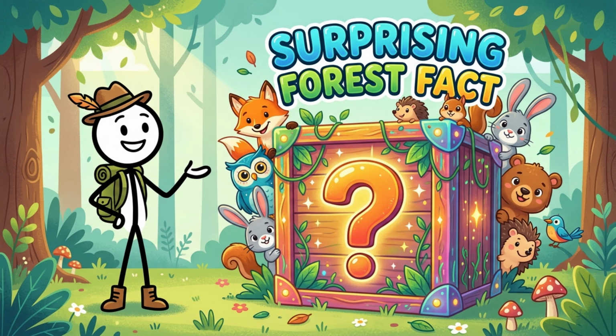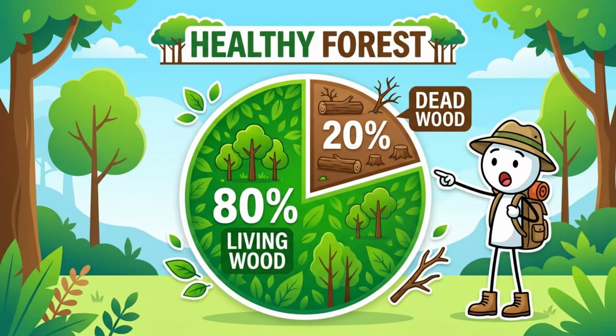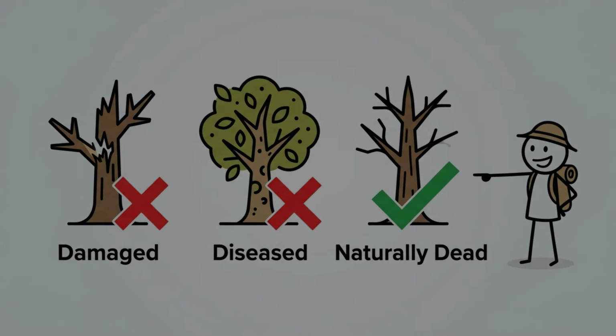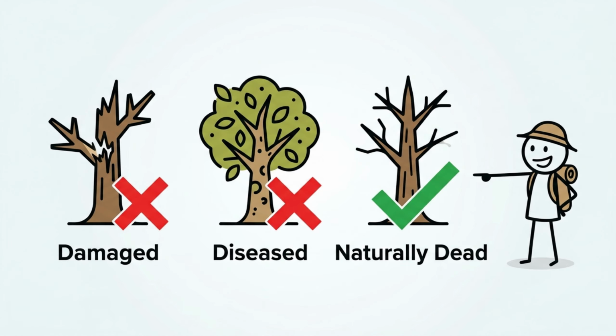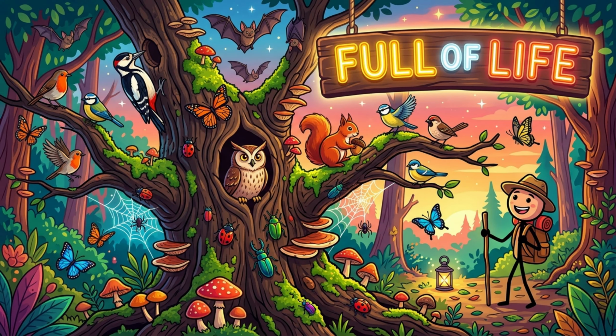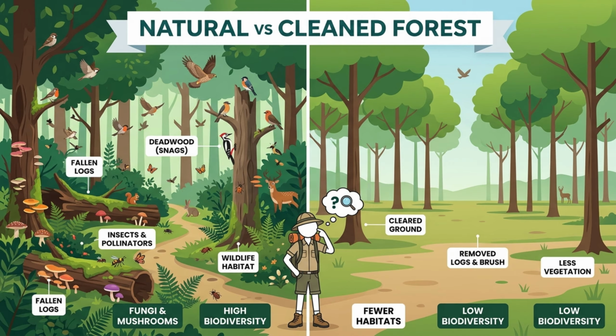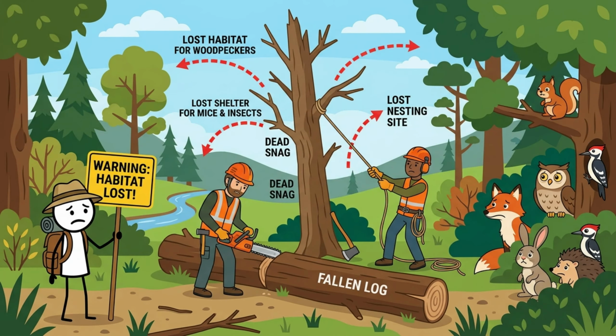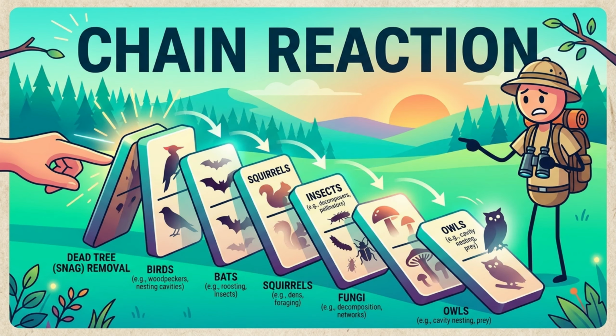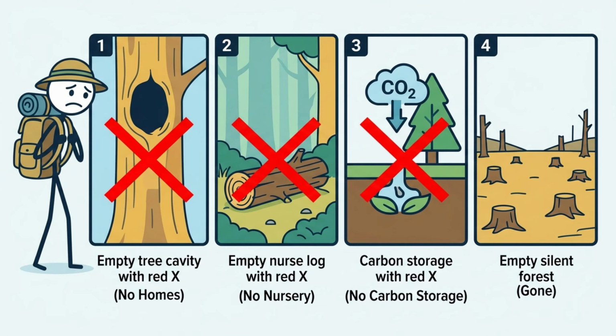And here's a number that surprises most people. In a healthy forest, up to 20% of the total wood can be dead. Not damaged, not diseased, dead and thriving with life. Forests that get cleaned up, where fallen logs and standing snags are removed for looking messy or unsafe, can lose dozens of species almost overnight. No homes, no nurseries, no slow-release carbon storage, just gone.